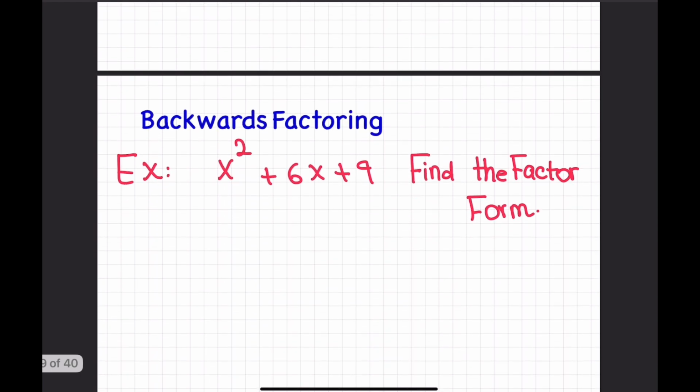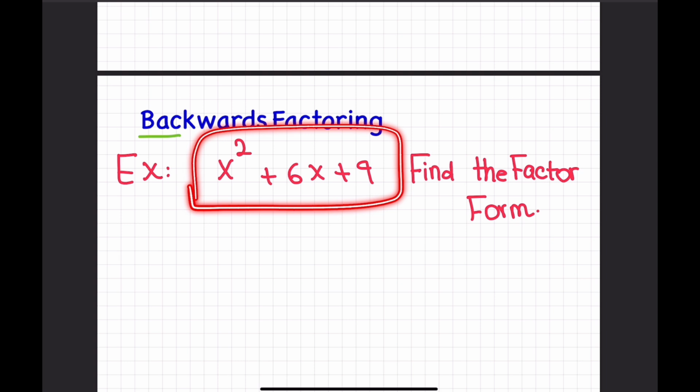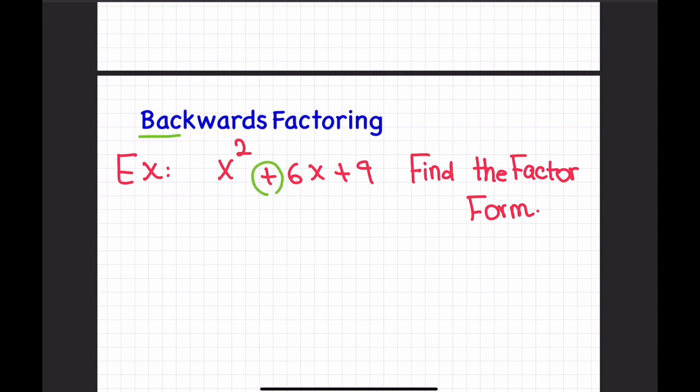We move on. If the question asks you to find the factor form, you have the result, but you're looking for the factor form. The first thing you need to pay attention to is the signs. All of them are positive. So what you're thinking about is, I'm going to use the formula that has all positive.